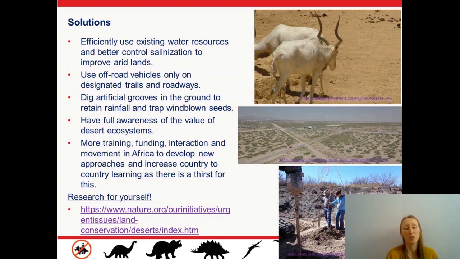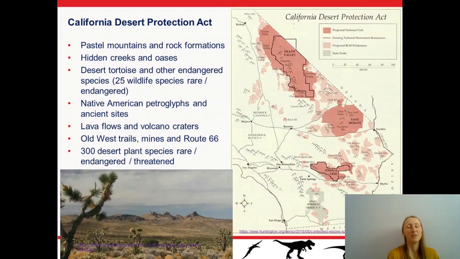And there's a really good web link from Nature that introduces you to all of these different concepts within land conservation and deserts. Then I've got a really good little case study, which is the California Desert Protection Act. That Protection Act was put in place to preserve the scenic, geological and wildlife values, to perpetuate diverse ecosystems, to protect and preserve historical and cultural values, and to provide opportunities for outdoor recreation.